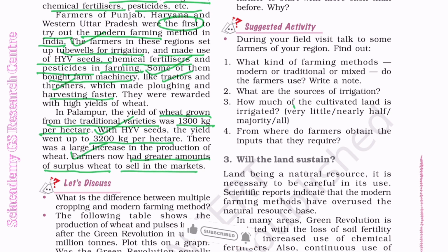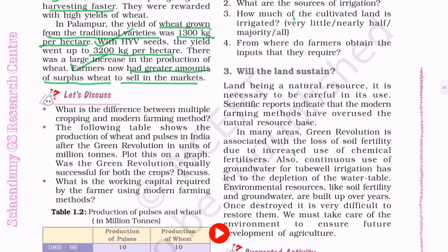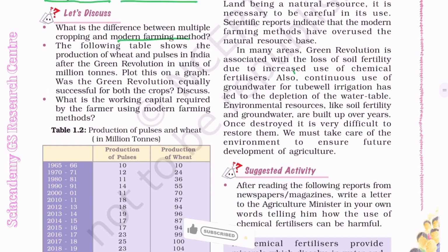Let's discuss what is the difference between multiple cropping and modern farming method. The following table shows the production of wheat and pulses in India after the Green Revolution in units of million tons. Plot this on a graph. Was the Green Revolution equally successful for both the crops? Discuss what is the working capital required by the farmer using modern farming methods.